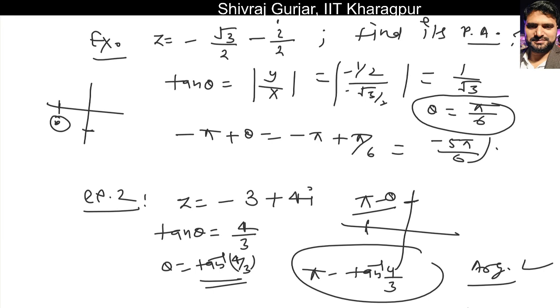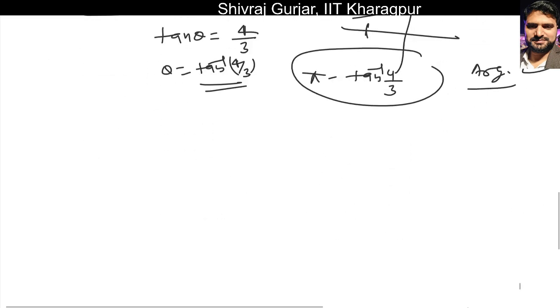So the important thing that we have to remember is this representation. Okay, and why did we do it like that? Because we have to make sure that theta should lie between minus pi to pi, where pi is included and minus pi is excluded. So it's as simple as that.